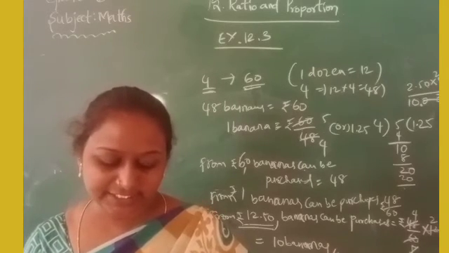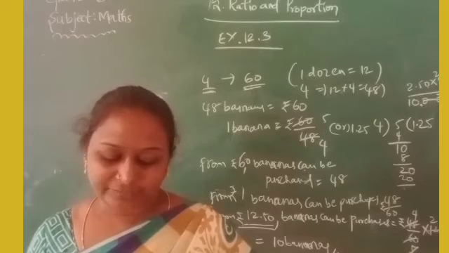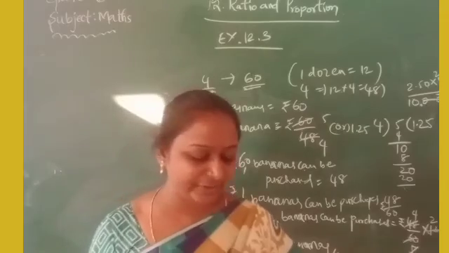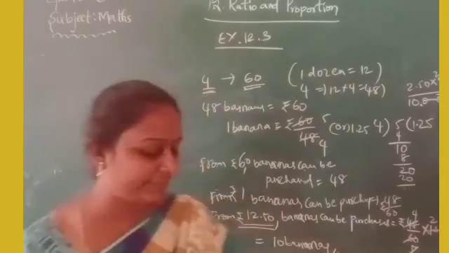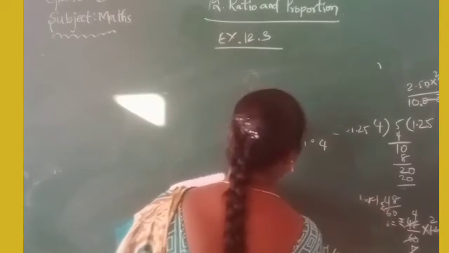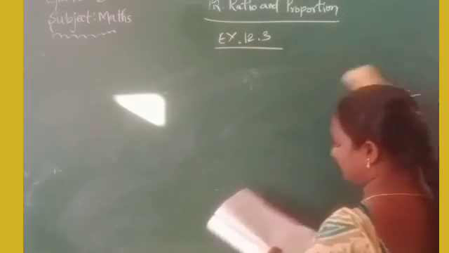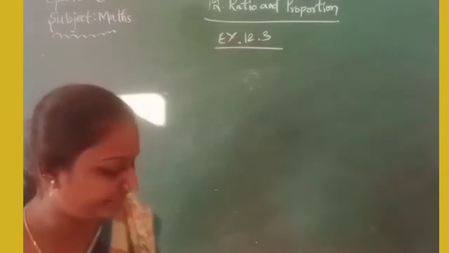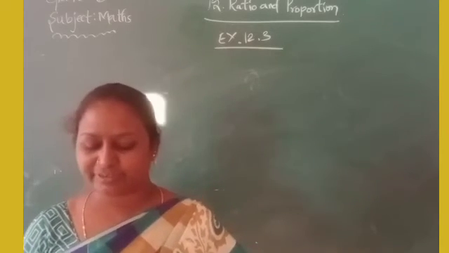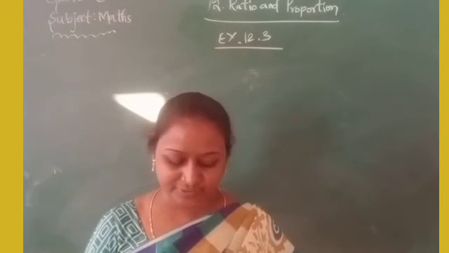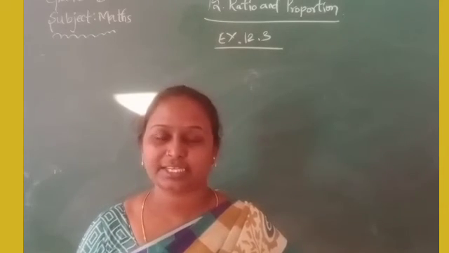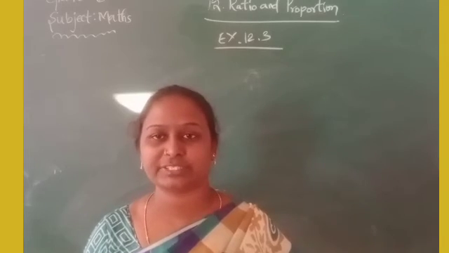And see the 10th question. Raju purchases 10 pens for 150 rupees and Manish buys 7 pens for 84 rupees. Can you say who got the pens cheaper? So Raju purchases 10 pens. That means the cost of 10 pens is how much? 150 rupees. Manish also purchased 7 pens for 84 rupees. Can you see who got the pens cheaper? Who purchased with the lesser amount?